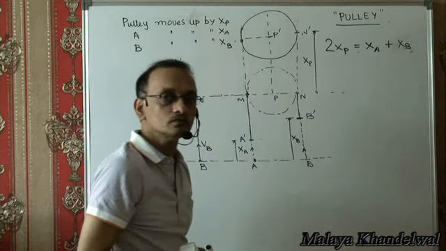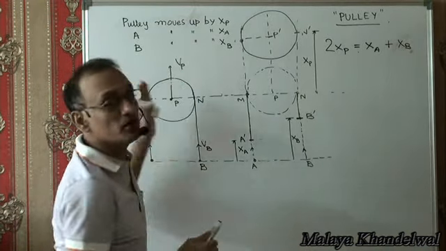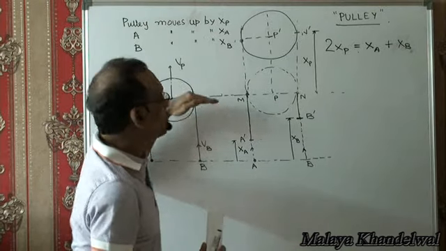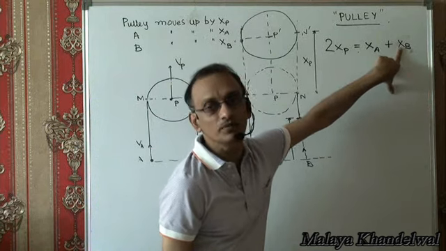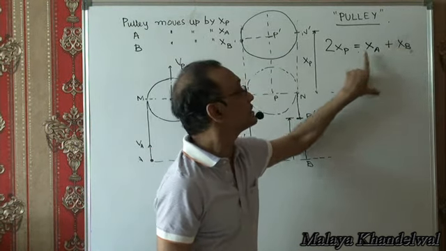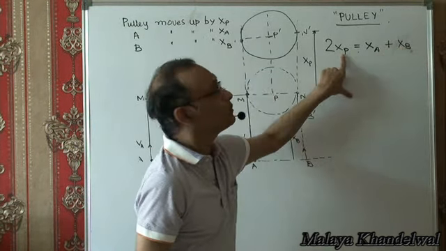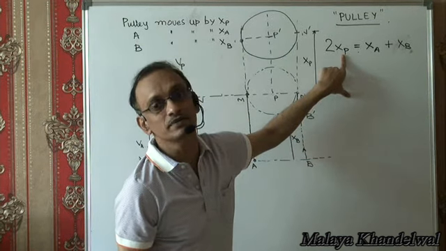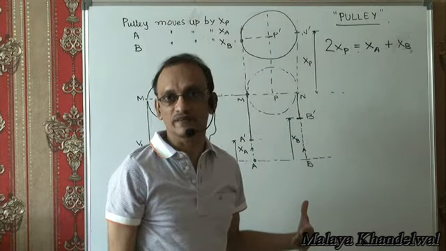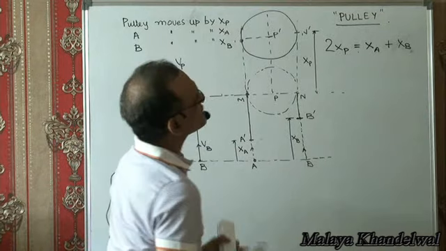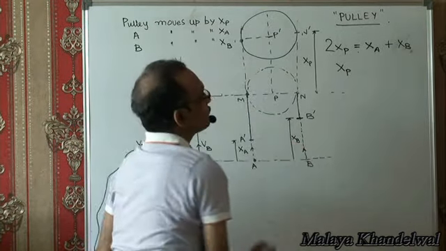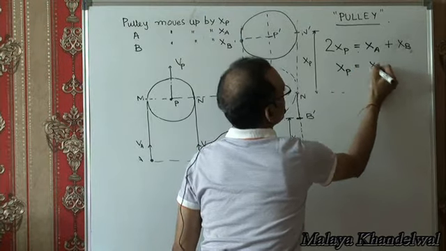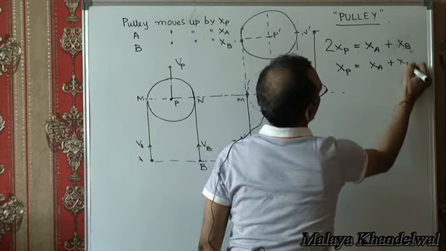Yes or no? So which means if A moves up by 2 centimeters, B moves up by 3 centimeters, A moves up by 3 centimeters, B moves up by 5 centimeters, 3 plus 5, 8, P must move up by 4 centimeters. That is what must happen always. Yes or no? So which means the displacement of the pulley would be displacement of A plus displacement of B by 2.